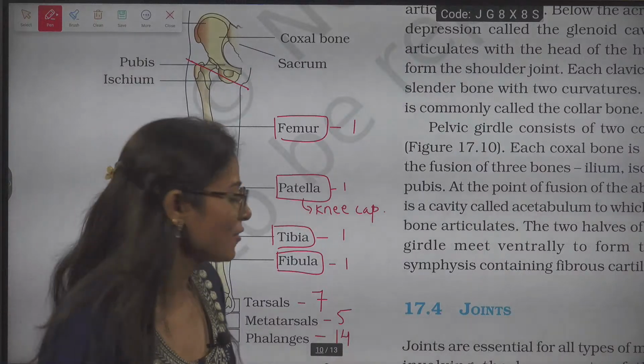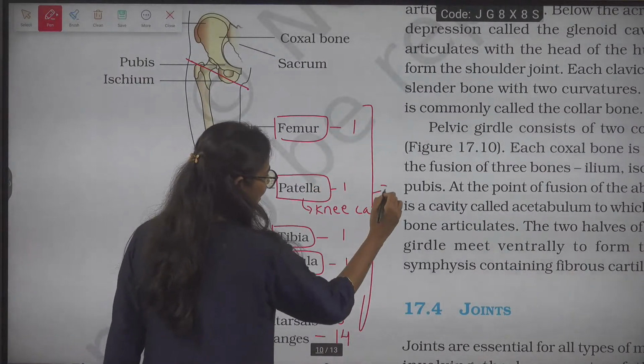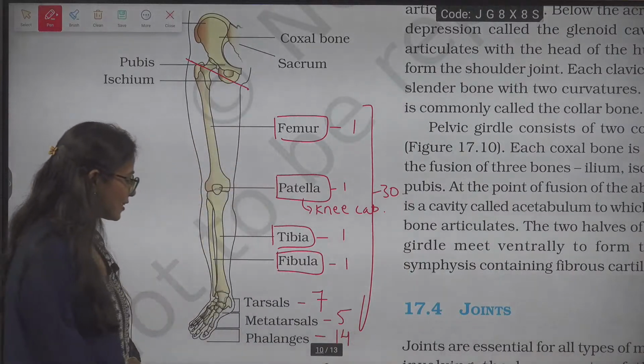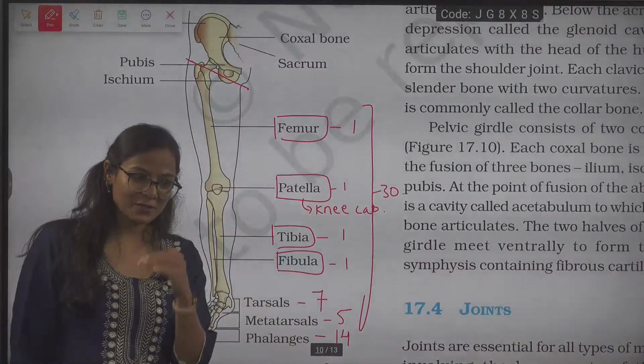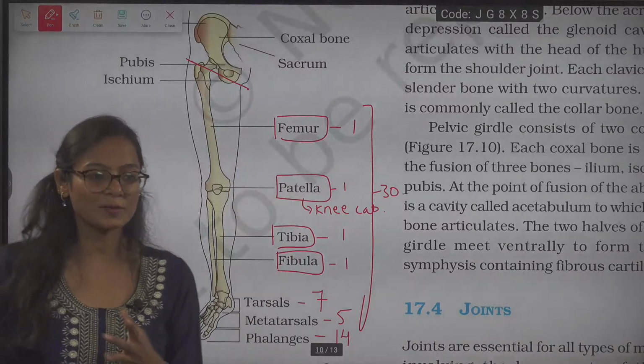Yes, now almost everyone is getting the correct answer. So here also the total number of bones are 30 only. It's just that, remember, in tarsals there is one less bone and that one is added as patella. Like that you can remember.